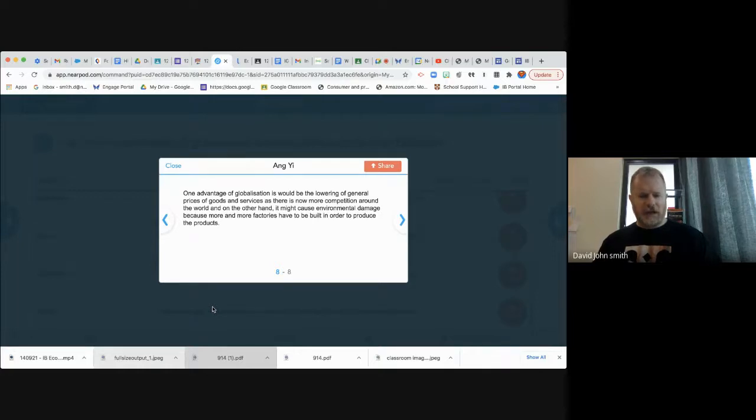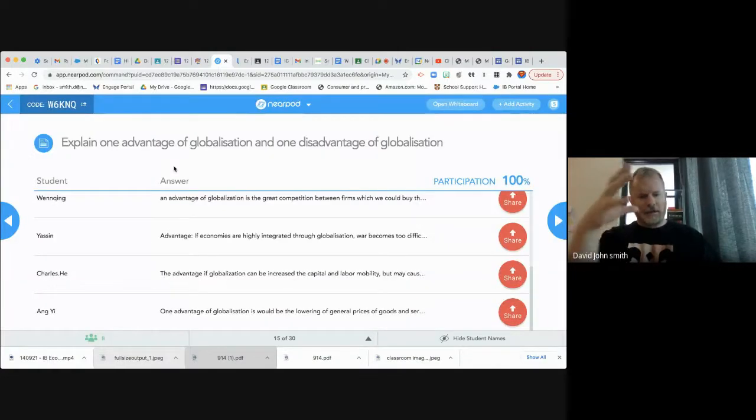Very well written, Anyi. That's exactly the sort of level that I would be expecting from a year 11 for this particular question. And what's more, if you're wanting them to develop it even further, turn it into a 6-mark question, then it would be: explain an advantage and disadvantage of globalisation using a real-life example. And that would then push it even further.